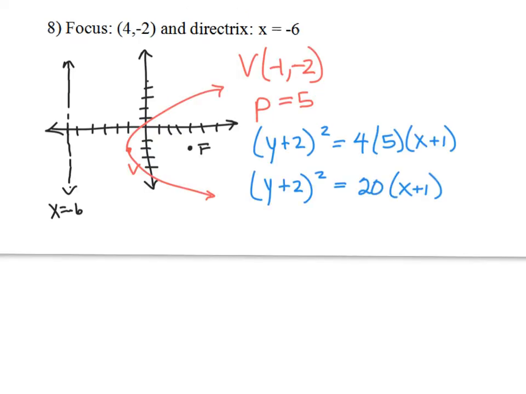Number 8 looks like this. I have a focus at (4, -2). I've got a directrix at x = -6. Go halfway between, and I get that my vertex is happening at (-1, -2). If I count over from the vertex to the focus, I see that the p-value is 5. It has to be positive because the parabola is opening to the right, and I have to go from the vertex to the focus in the right direction. So my final answer for this one should be (y + 2)² = 20(x + 1).